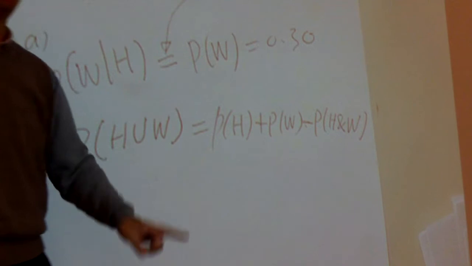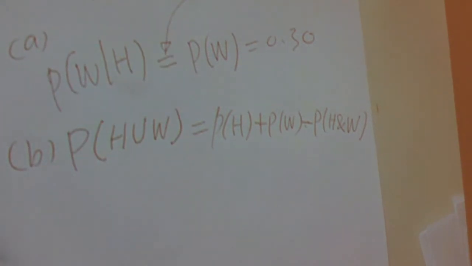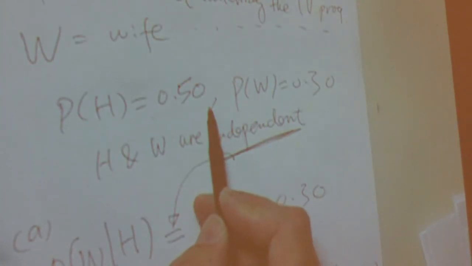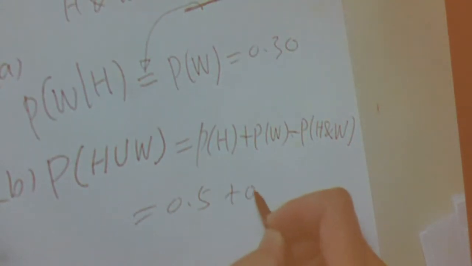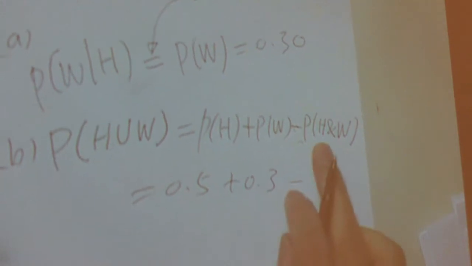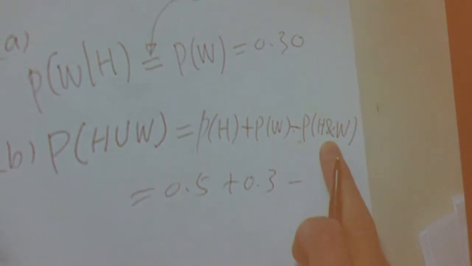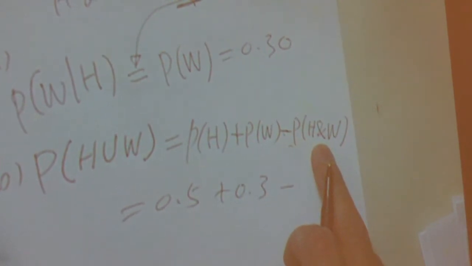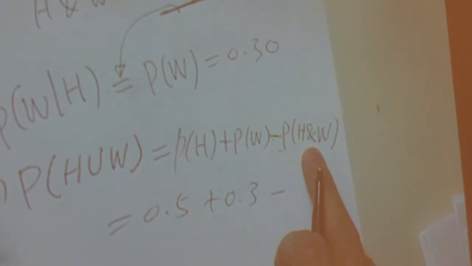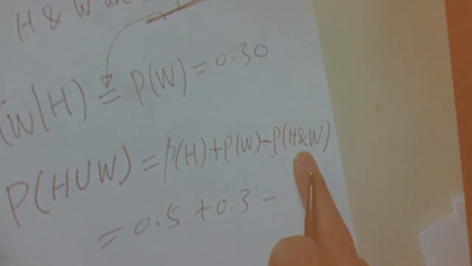P of H and P of W are given, because we have 50% and 30%. So these two numbers are easy. How about the third term? We're not given this number directly, but it's not a problem. We can get that. How to get that?